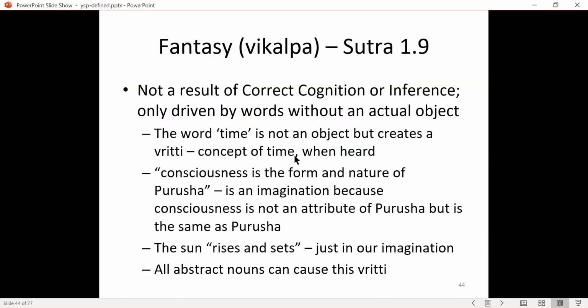If you read the notes, we'll understand what that might mean. So it's not a result of right knowledge. It's not a result of inference. It's only driven by words which don't have an actual object associated with it. Pick an example: time. If I say time, what does that mean? Time is a concept, right? It's not an object, but it creates an imaginary idea of what time is. Time is a concept which has been created for us. It's not a real thing. It's a mental concept. We need that concept because we want to live in life, but it's really just a concept.